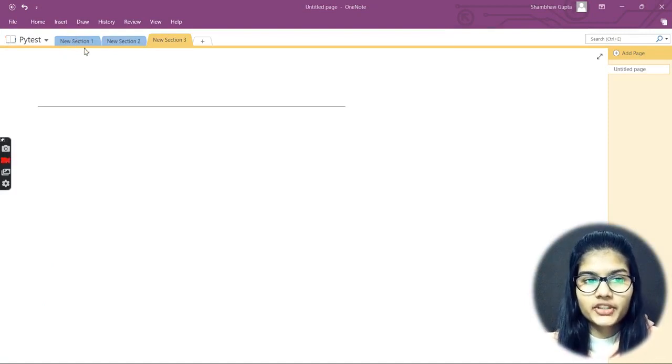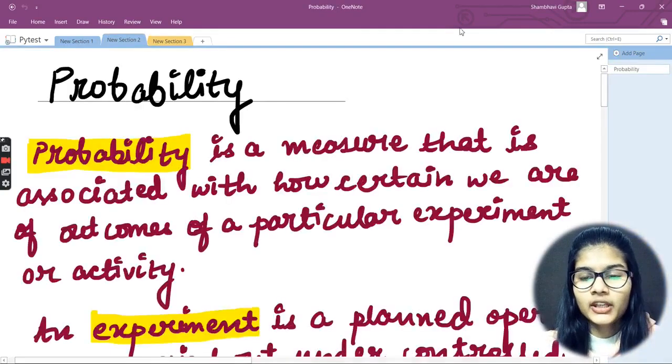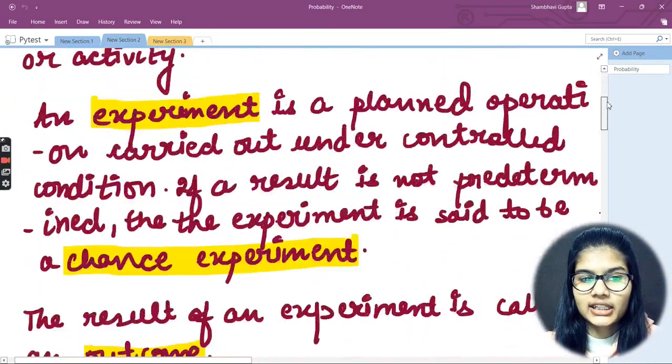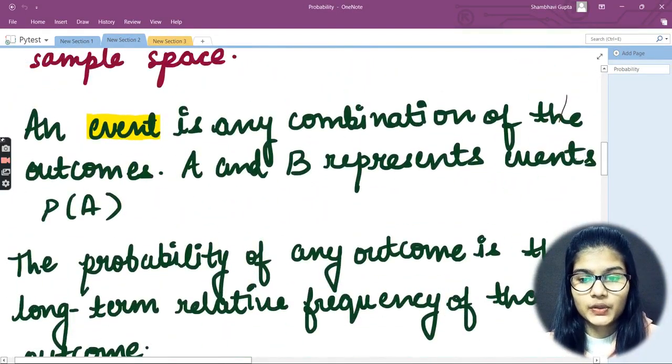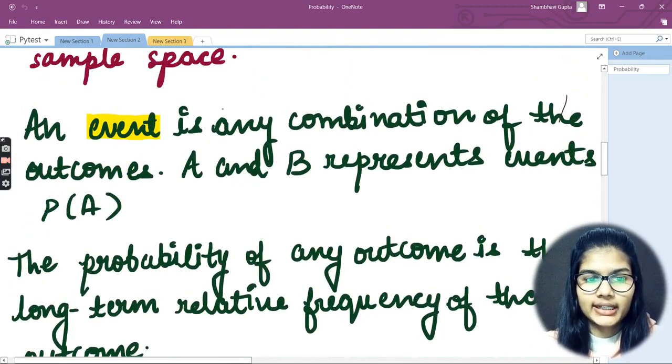In the previous video we discussed different terminologies and some rules. Now I'll be taking you through the different types of events which we have here. But before that, let me quickly let you know what an event actually is, because we did cover this in our previous videos. But let me give you a quick idea.